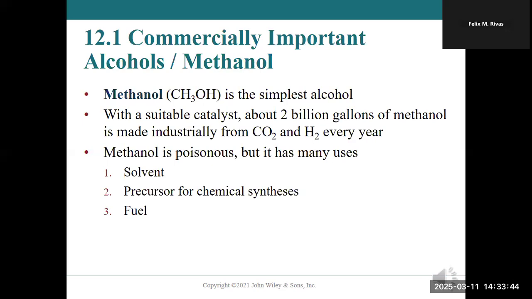We use it as a catalyst a lot, and there are 2 billion gallons of methanol made in industry, and it's actually made from CO2 and hydrogen gas. However, methanol is poisonous, and so we want to be careful with it. We can use it as a solvent, we can use it as a precursor for chemical synthesis and fuel, but you do not want to consume methanol.